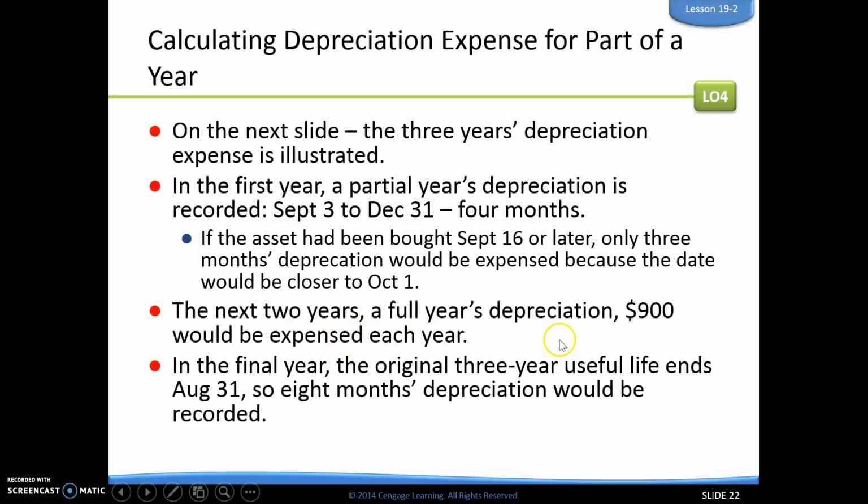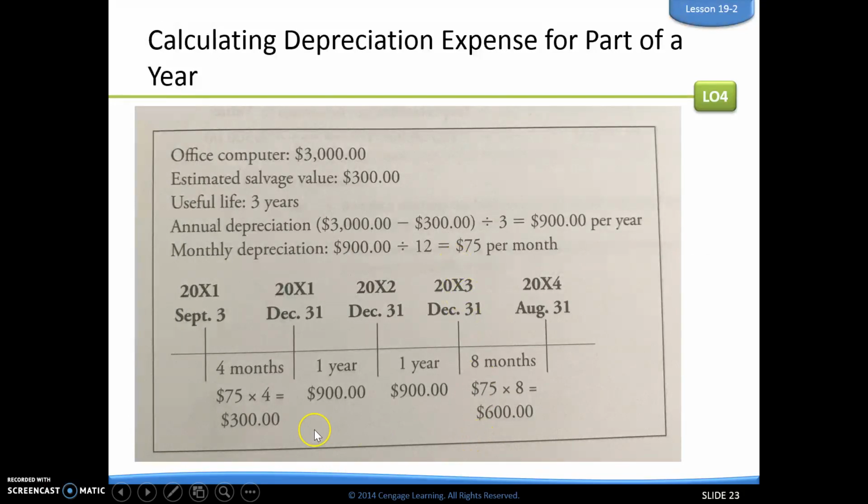So the next 2 years obviously would be a full year's depreciation of 900. And then in the final year, we only used it up to August 31st because that would be a total of 3 years. So 8 months depreciation would be recorded. So that actually looks like this. So here's this $300 that we calculated first, the 75 times 4. Year 1 and year 2 are the full 900, and then the last 8 months is 600. And you could see here's 8 months and 4 months. That's a total year. So the total useful life of 3 years is expensed like this.